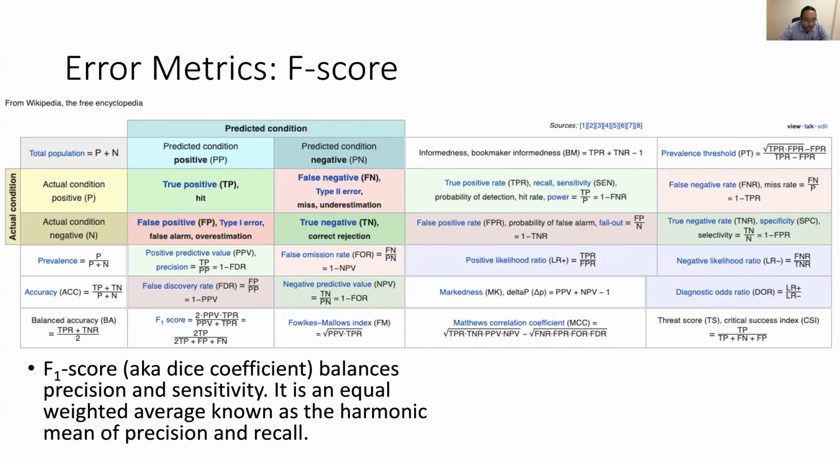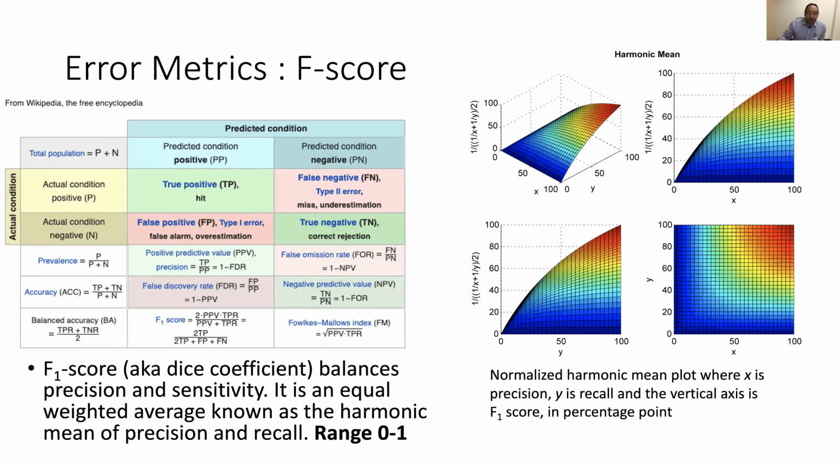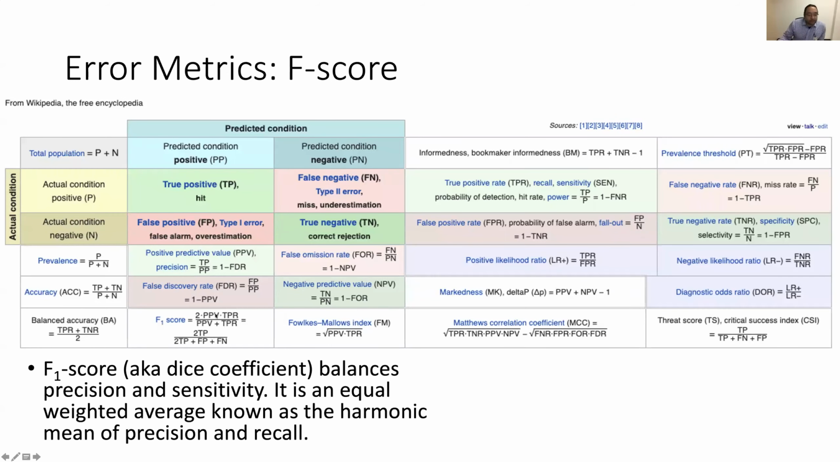The first one, one of the most popular metrics, is the F score, specifically the F1 score, but we don't need to get into what that is. I pulled this figure straight from Wikipedia. The F1 score balances the metrics for precision and sensitivity. PPV, the positive predictive value, is another word for precision, and TPR, the true positive rate, is your sensitivity.